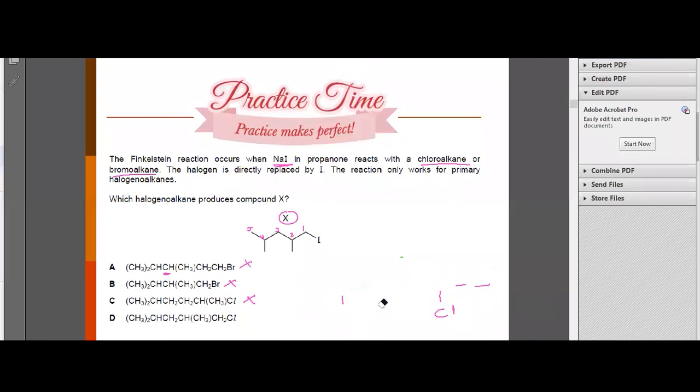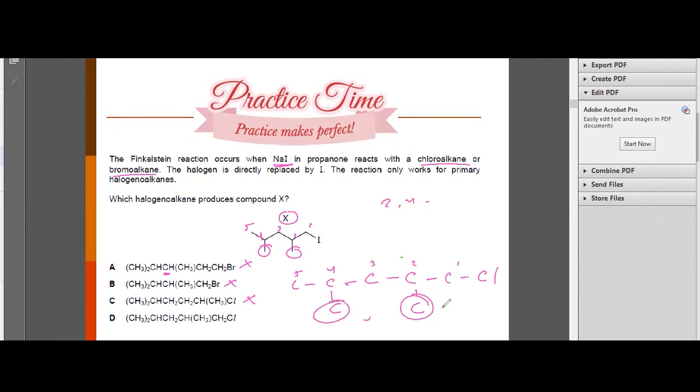How about D? The answer should be D because there are no more options, right? But let's check. Is it correct or not? (CH3)2CH, and then CH2, CH, CH3, CH2, Cl. 1, 2, 3, 4, 5. The methyl group is at the second and at the fourth carbon, right? The second and then the fourth. So exactly the same. So the halogenoalkane that produces compound X should be D.